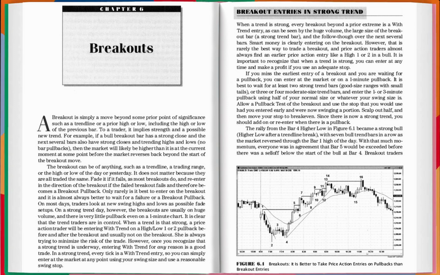Since there is now a strong trend, you should add on or re-enter when there is a pullback. The rally from the bar 4 higher low in figure 6.1 became a strong bull higher low after a trendline break, with 7 bull trend bars in a row as the market reversed through the bar 1 high of the day. With that much momentum, everyone was in agreement that bar 5 would be exceeded before there was a sell-off below the start of the bull at bar 4.